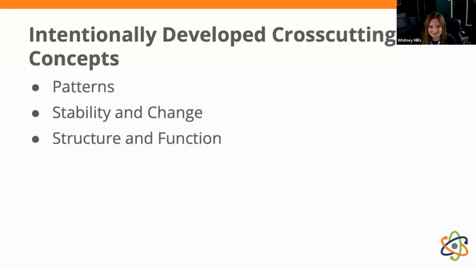And then we have our cross-cutting concepts. So 3 cross-cutting concepts we have here are patterns, stability and change, and structure and function. Once more, these are not the only cross-cutting concepts you may see or feel as you're enacting this unit with your students. They're simply the ones that we really paid close attention to and intentionally developed across the course of the unit. All right.